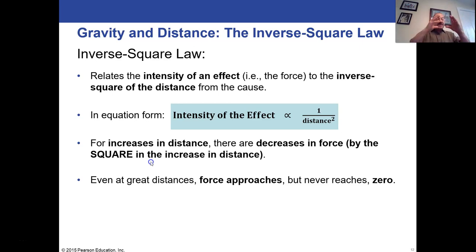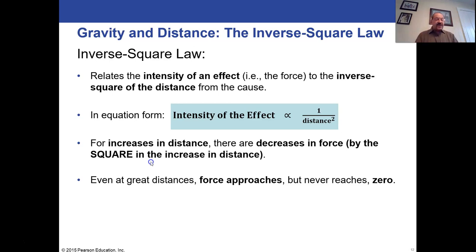If I shorten the distance by half, I will increase the force. So cutting it in two means I'm decreasing the distance twofold. I'm going to increase the force 2 times 2, or fourfold.